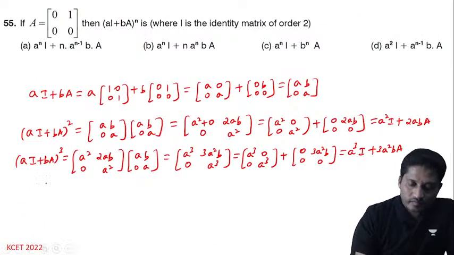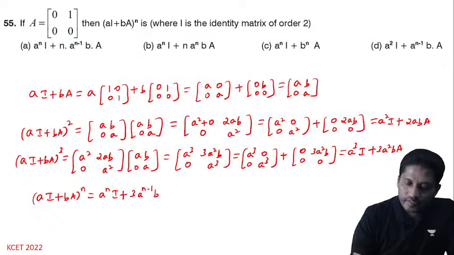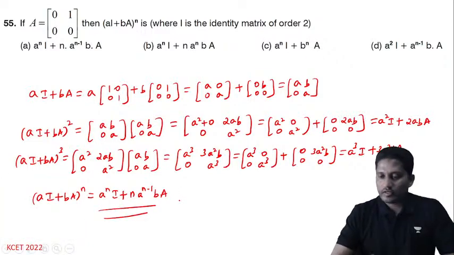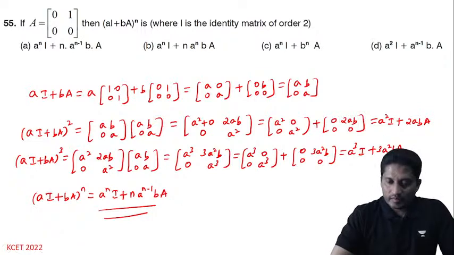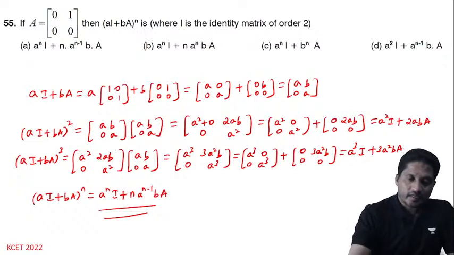Right, in general if I write now, (A+B)^n can be written as A to the power of n into I plus 3 into A to the power of n minus 1 into B into A. In place of 3, n should come. So this becomes A to the power of n into I plus n into A power n minus 1 into BA. Answer is option A.